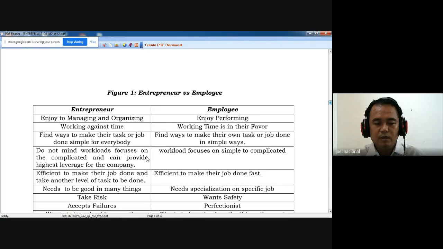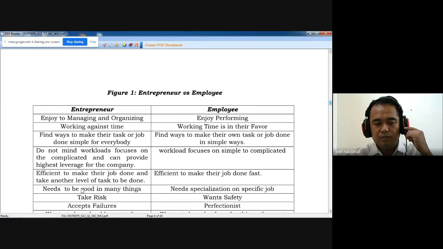Entrepreneurs do not mind workloads, and focus on complicated work that can provide the highest leverage for the company. Okay, so high income, but it's very risky. But for an employee, workload focuses on simple to complicated. Then they are efficient to make their job done and take another week's tasks to be done. But for an employee, efficient means to make their job done fast.